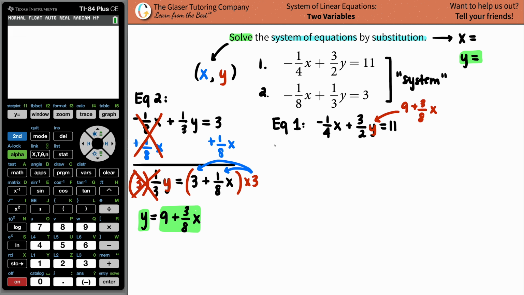So let's go for it. Negative 1/4 x plus 3 over 2. You just got to be careful because it's being multiplied by the whole thing. The whole thing is 9 plus 3 over 8x. And then just keep going with the formula. We're now over here. This is all going to equal 11.